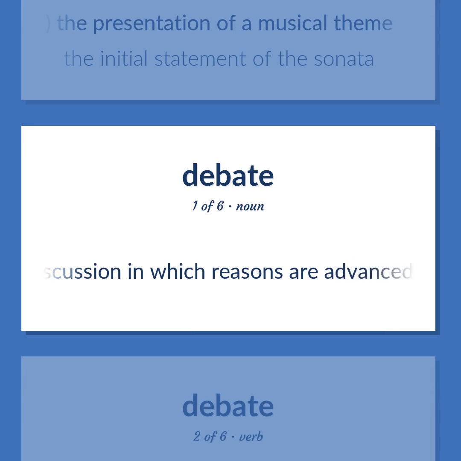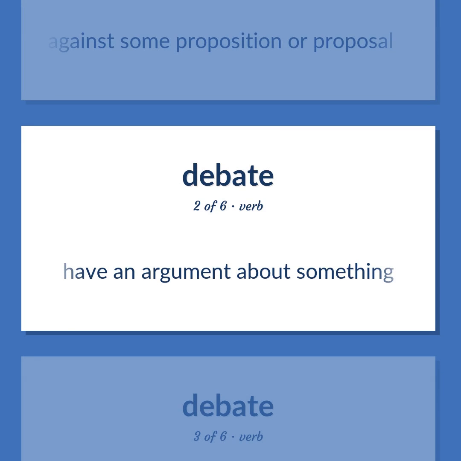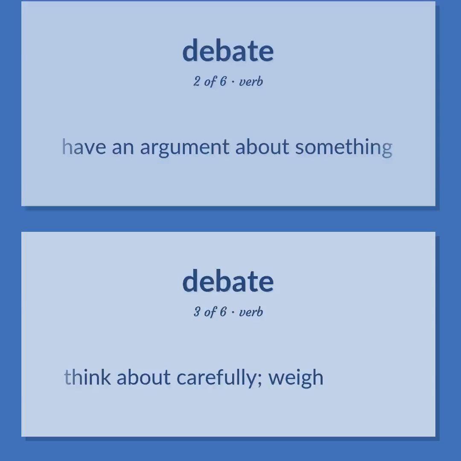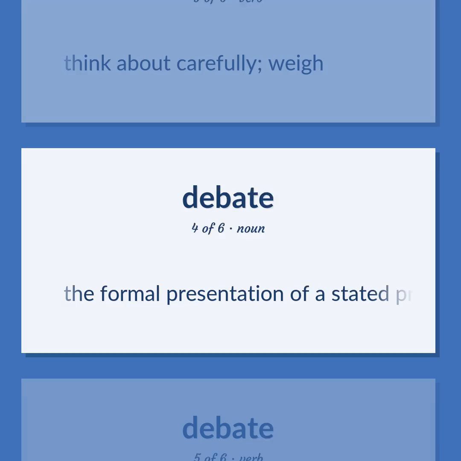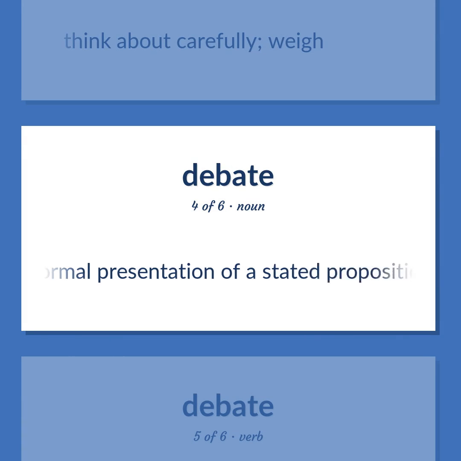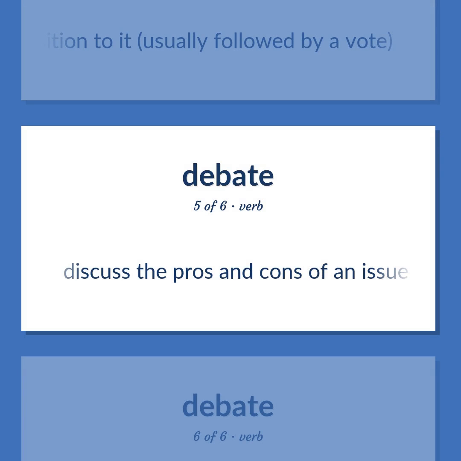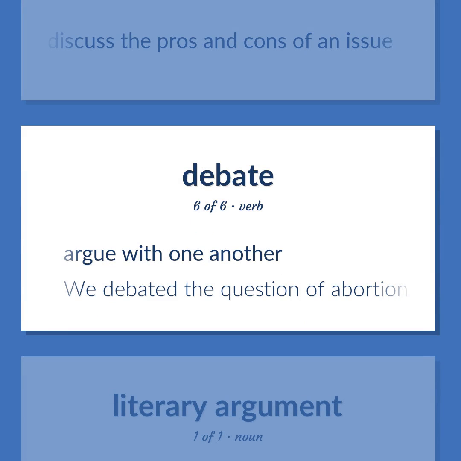A discussion in which reasons are advanced for and against some proposition or proposal. Have an argument about something. Think about carefully, weigh. The formal presentation of a stated proposition and the opposition to it, usually followed by a vote. Discuss the pros and cons of an issue. Argue with one another. We debated the question of abortion.